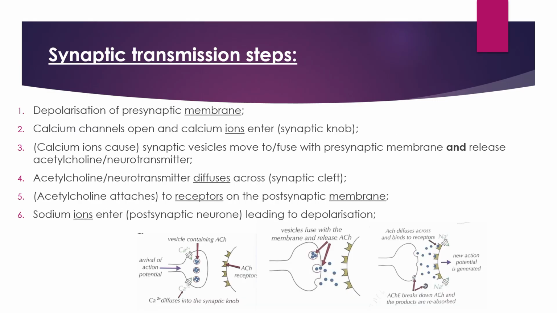Synaptic transmission steps: there is depolarization of the presynaptic membrane. This causes calcium channels to open. Calcium ions enter the presynaptic knob. This causes vesicles containing the neurotransmitter to move towards and fuse with the presynaptic membrane and release the neurotransmitter, or acetylcholine. The acetylcholine then diffuses across the synaptic cleft, attaches to receptors on the postsynaptic membrane, and that causes sodium ions to enter, leading to depolarization.